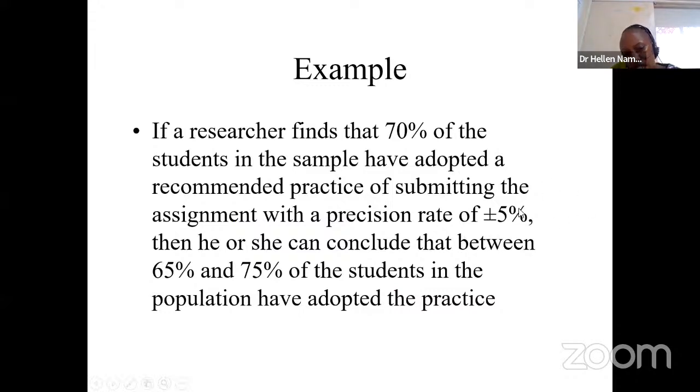So what does this imply? We are having 70%. So it implies that we can conclude that between 65 and 75% of the students in the population adopted the practice. Remember our estimate, what we had in the first slides, plus or minus 5. Okay, that is the allowable error, or we can call it the precision rate. So we will be confident to say, well, between 65% and 75% of the students in the population have adopted the practice.